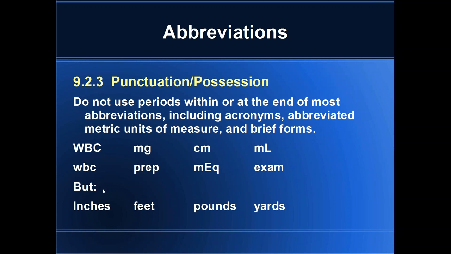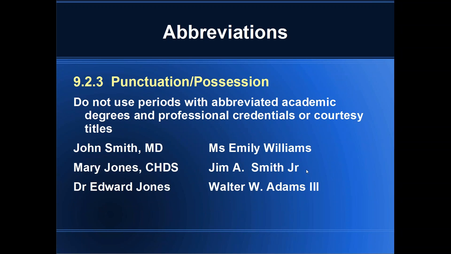But you'll see here, of course, these are the non-metric, and that's capitalized just because it was at the beginning of a sentence for some reason. So it shouldn't be. It should be just inches, with a small I, but the system actually did that. So inches, feet, pounds, there are no periods, and they're actually spelled out. Of course, with WBC, all capitals or lowercase is acceptable, but be consistent, because you'll notice there's no periods. No periods. And that's pretty straightforward, I think.